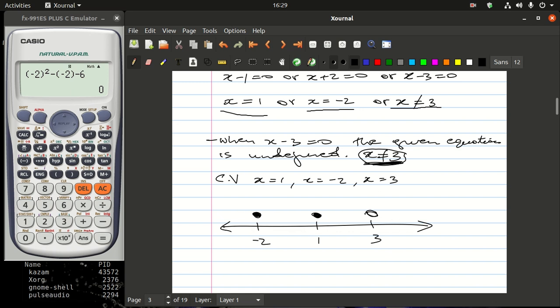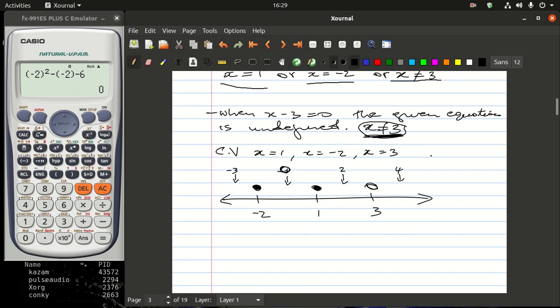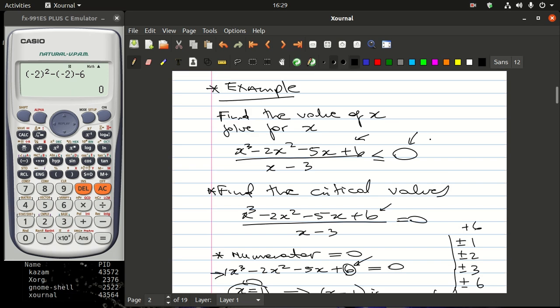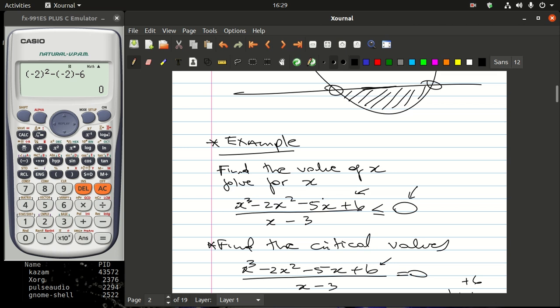So we pick a number that is less than minus 2. Let me just say minus 3 here. We pick a number here that is between minus 2 and 1. So it's going to be 0, it's easy to work with a 0. And then here, let's pick between 1 and 3. We're going to pick a 2. And then here, we're going to pick a 4. We want to check the signs. What do we do with these numbers? We take these numbers and we plug them here to see whether we're getting a positive or a negative.